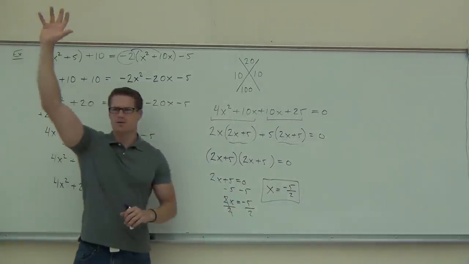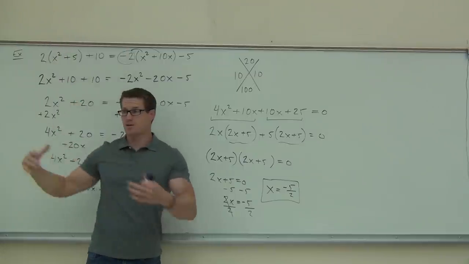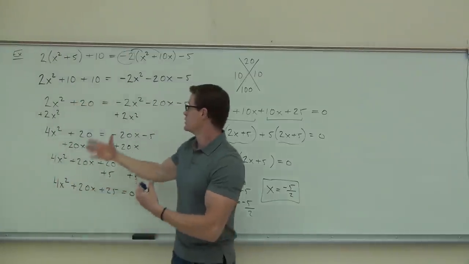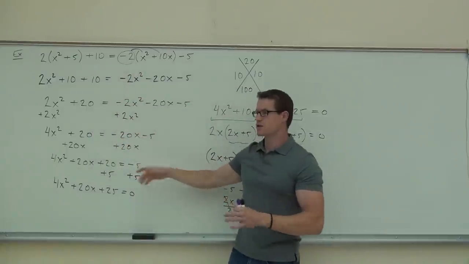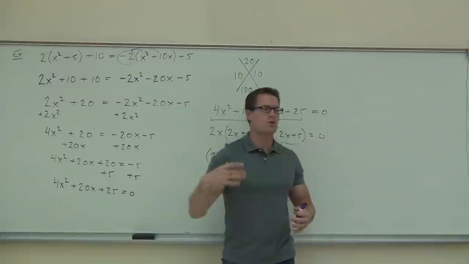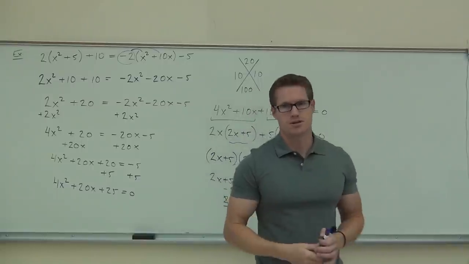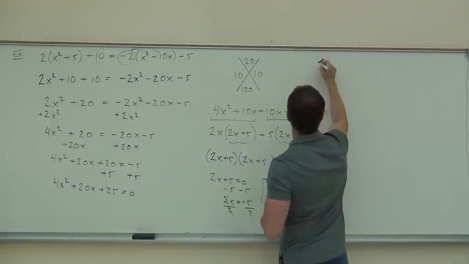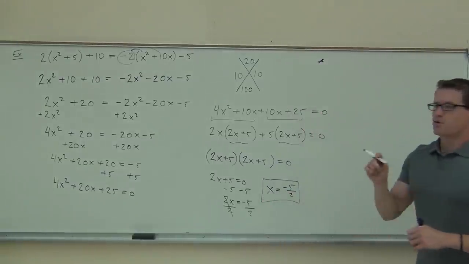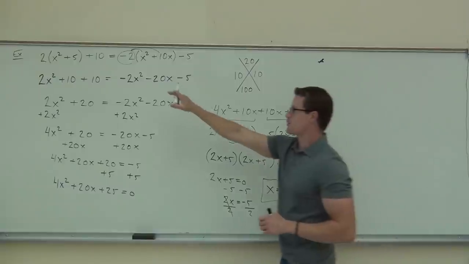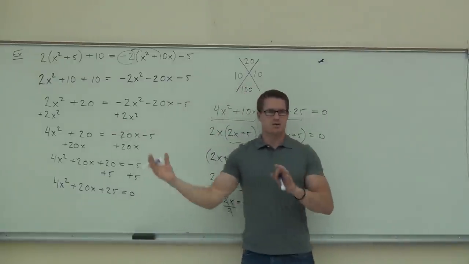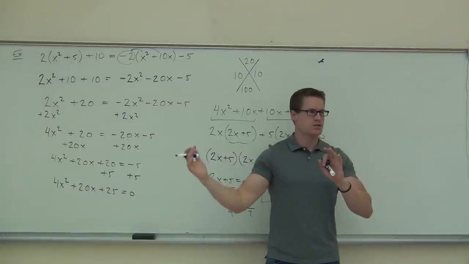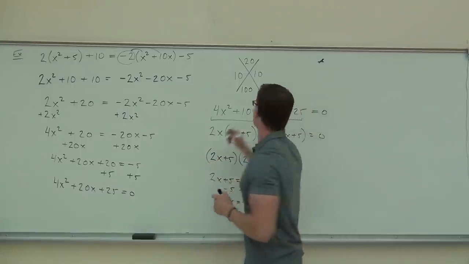How many people feel okay with this example? So yeah, they're long, right? They're long examples. You have to distribute, you have to combine like terms, you have to put everything to one side if it's a power 2 or higher, and then you get to solve it. So I'm going to make a couple notes on here for you to write down just to make sure you have this. For power 2 polynomials, if you ever see a power 2, set it equal to 0. Set the whole equation equal to 0 and factor.